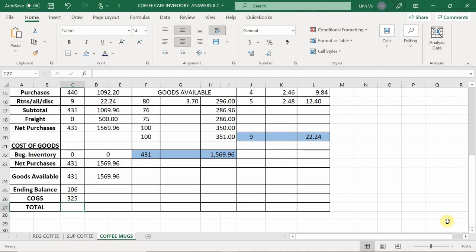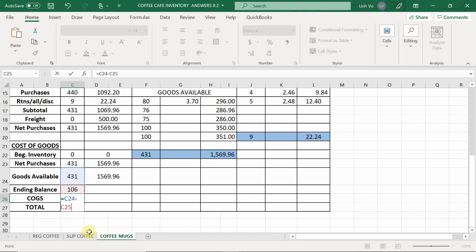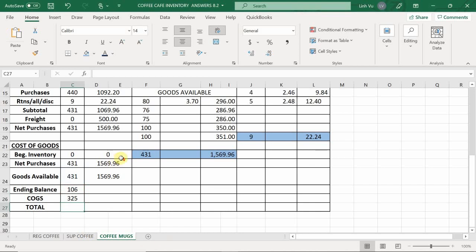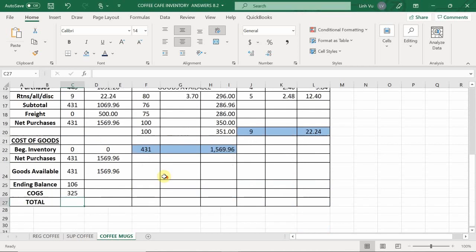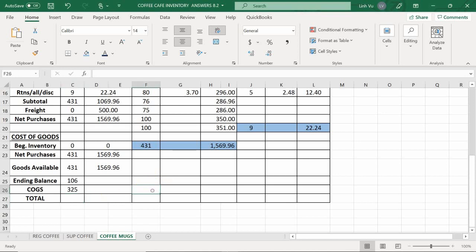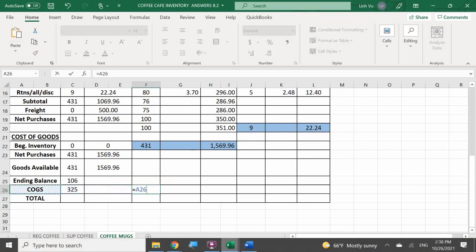Okay. So here we are in the middle of our conversion entry. If we originally had 431 and we have 106 left in inventory, how many items did we sell? 325 items. Now, what is my costing method to cost out my inventory? Weighted average.